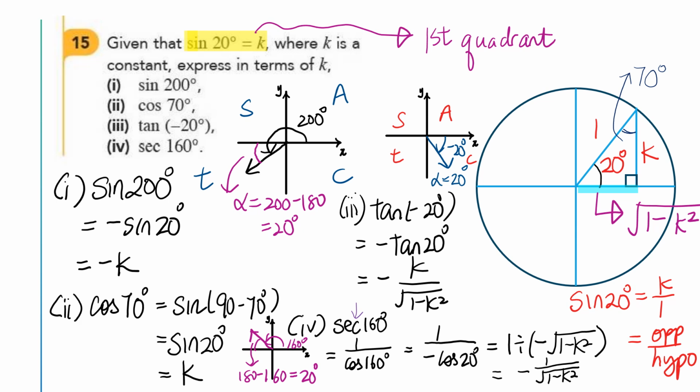So 1 divided by negative. Oh, I should put it the other way around. Okay, never mind. Yeah, it's correct. I should put the negative in the middle. Doesn't matter. Okay, so 1 divided by negative square root 1 minus k squared will just give you negative 1 over square root 1 minus k squared.